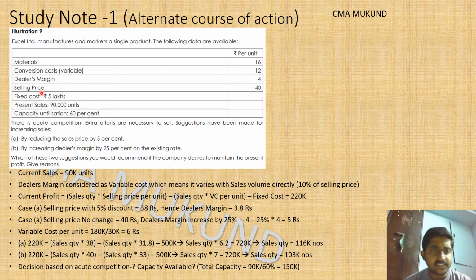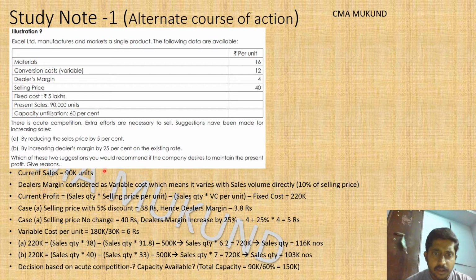One more clue is that the fixed cost is given at the P&L level. It is given as 5 lakh rupees total. So the dealer's margin is not classified as fixed cost in your P&L. So it is variable. That is one clue. The second fact is that it is going to vary with the quantity. Dealer's margin usually will be given as a percentage of selling price. So 40 rupees is the selling price and 4 rupees is the dealer's margin, which shows that 10% of your sales is the dealer's margin.